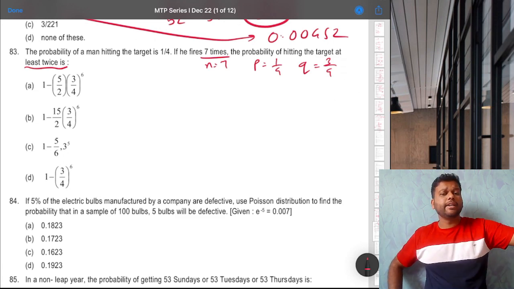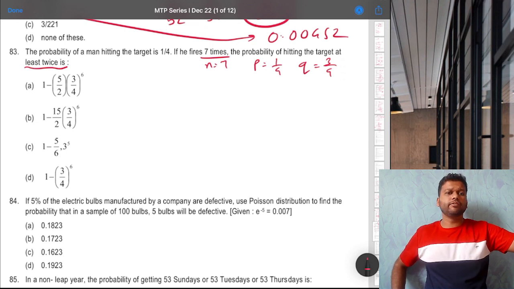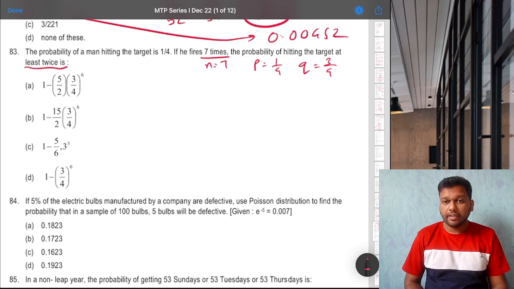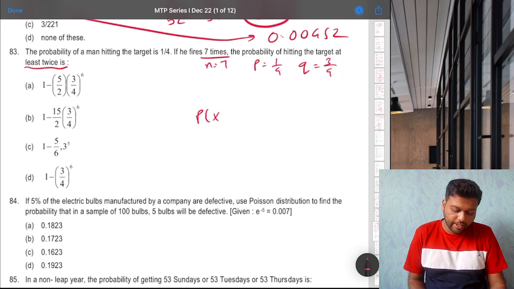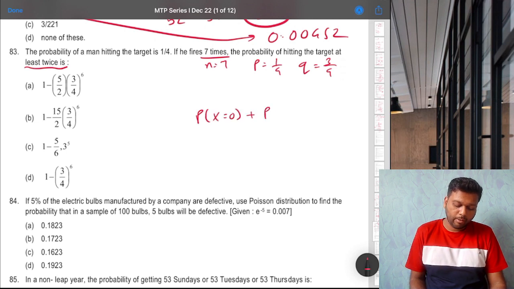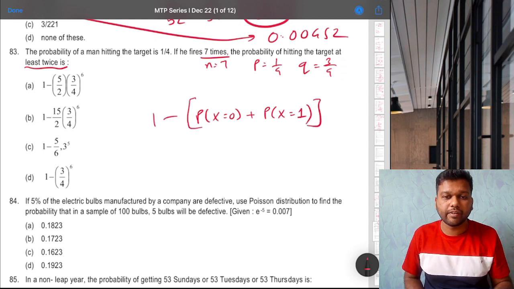What is the opposite of at least twice? At least twice, opposite of that is less than 2 times, right? Less than 2 times means probability of hitting 0 times or probability of hitting 1 time. Okay, so let's find this and subtract from 1. That will give us the answer in a faster way, right?